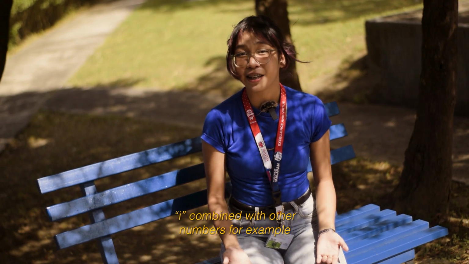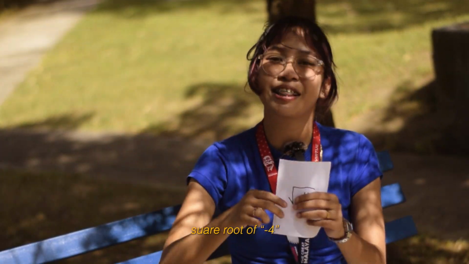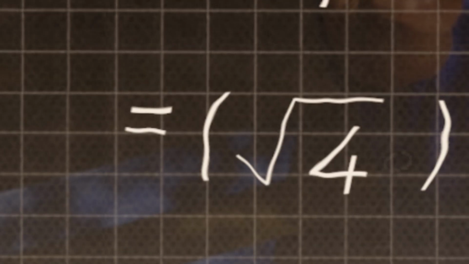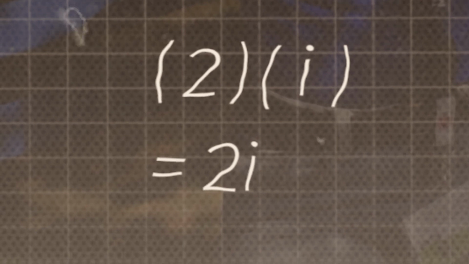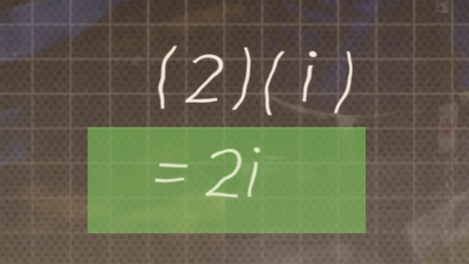We can also find I combined with other numbers. For example, square root of negative 4. We can also express the square root of negative 4 as the square root of 4 times the square root of negative 1. The square root of 4 is 2 and the square root of negative 1 is I. Therefore, we get 2I.